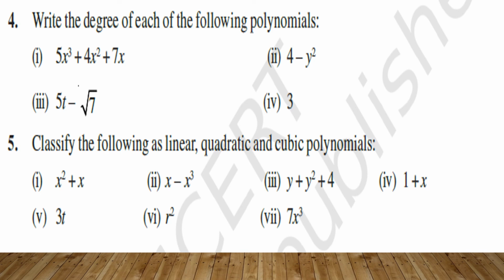Question number 4. Write the degree of each of the following polynomials. By the concept that we have learned, you can easily find. In this case, the maximum power is 3, so the degree is 3. In these examples, try on your own. Question 5. Classify the following as linear, quadratic and cubic. Same thing. In an equation, if the maximum power is 1, it is known as a linear equation as the order is 1. If the order is 2, it is known as a quadratic polynomial. If the order is 3, it is a cubic polynomial. I hope now it will look easy and we will do all the questions in your notebooks.